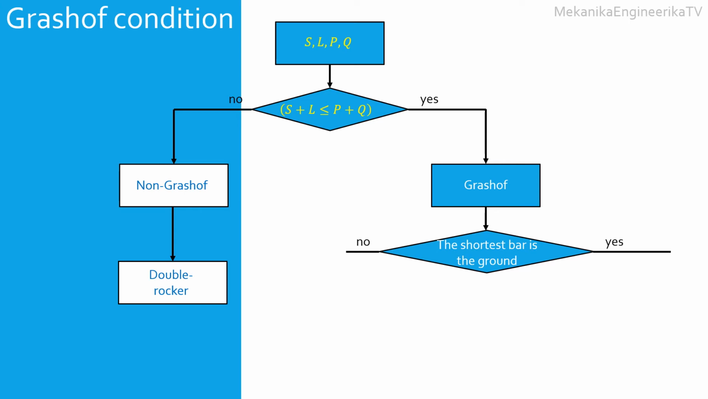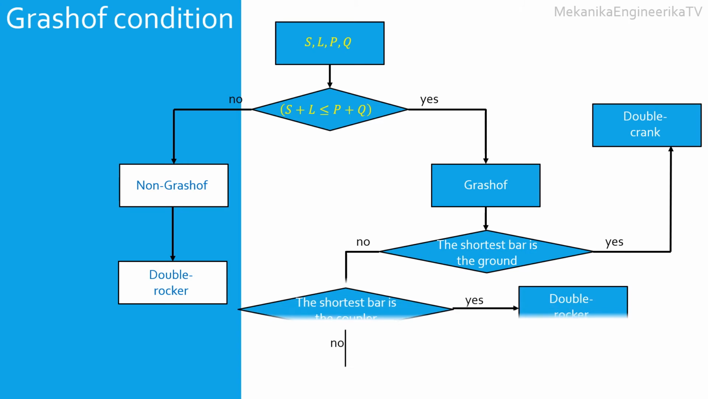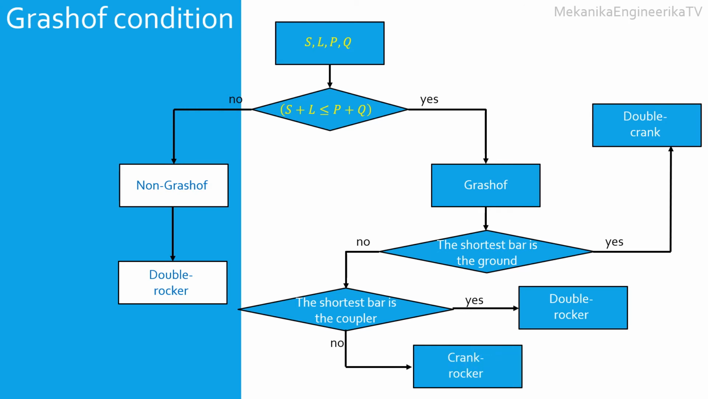And we need to check if the shortest bar is the ground or not. If the shortest bar is the ground, then the mechanism is a double crank. Then if the shortest bar is the coupler, then it is a double rocker. If not, if the shortest bar is neither the ground nor the coupler, then the mechanism is a crank rocker.